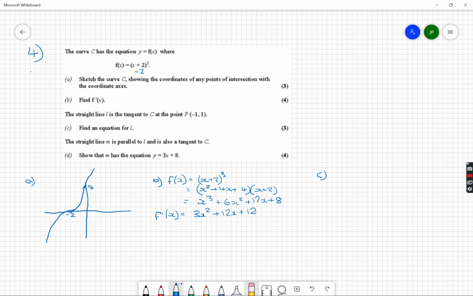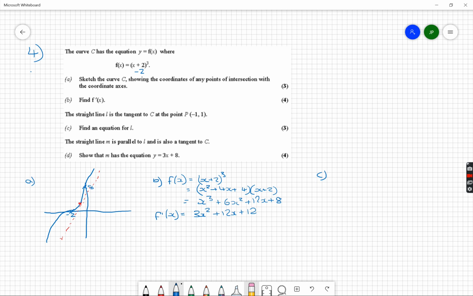Part C. We've got the straight line L is a tangent to C at the point -1, 1. Now, I want you to sketch, guys. Always want you to sketch. So we know -1, 1 is going to sit somewhere in here. If I've got a tangent, it's going to touch the point there and go down. What that gives me straight away is an idea of what the gradient's going to be, because I know the gradient's got to be positive. And it's probably going to have a y-intercept less than 8. But I've got a really good idea of what I'm aiming at now.